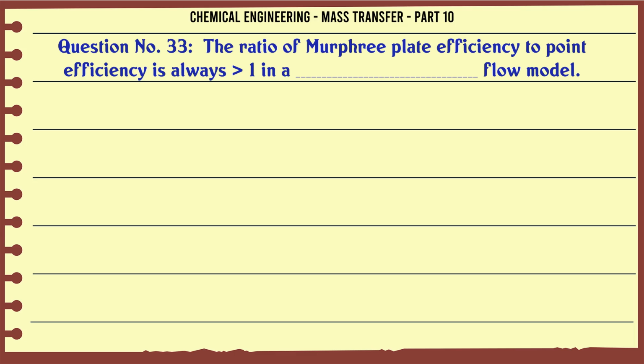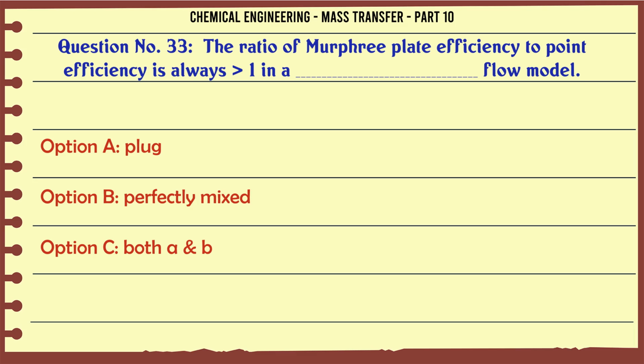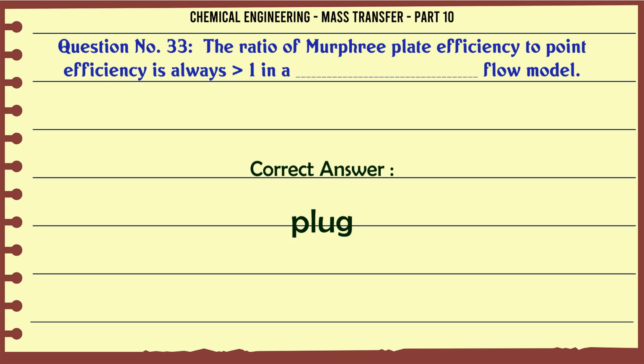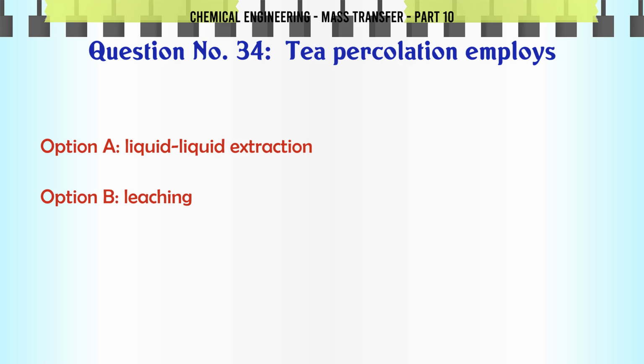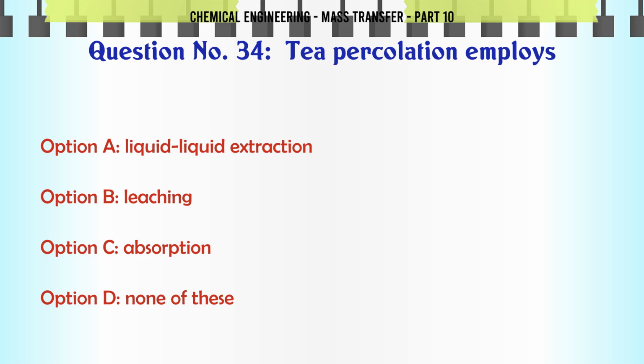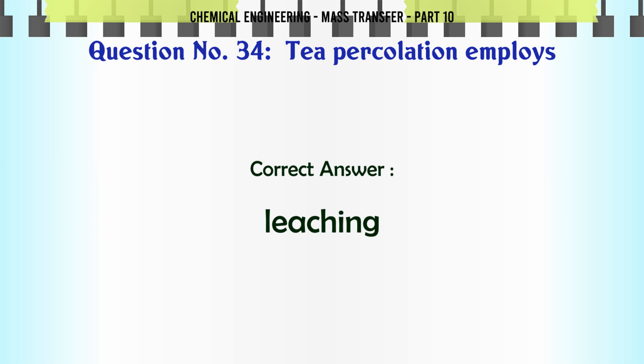The ratio of Murphree plate efficiency to point efficiency is always 1 in a flow model. A. Plug. B. Perfectly mixed. C. Both A B. D. Neither A nor B. The correct answer is plug. Percolation employs A. Liquid extraction. B. Leaching. C. Absorption. D. None of these. The correct answer is leaching.